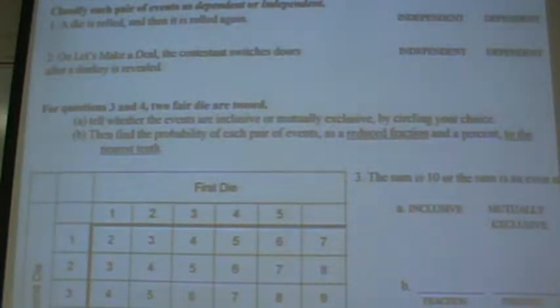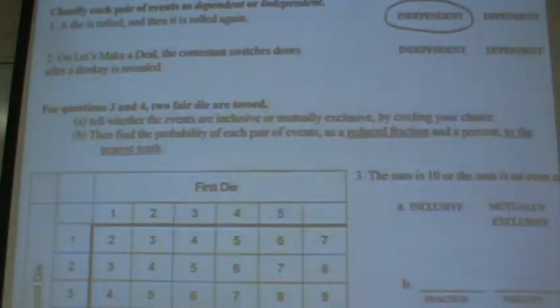If two events are dependent, that means that the first event will affect the second event. If they're independent, the two events don't have any effect on each other. So number one, a die is rolled and then it is rolled again. So we're rolling one die and then we're rolling the same die again. Independent? They're independent because they're two completely separate rolls. So these are independent events.